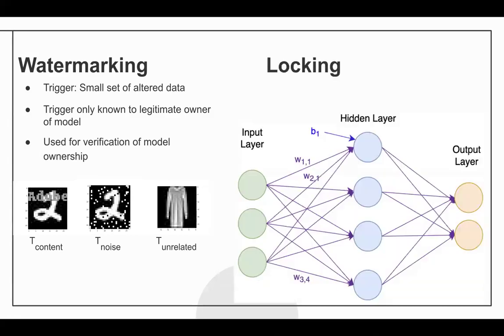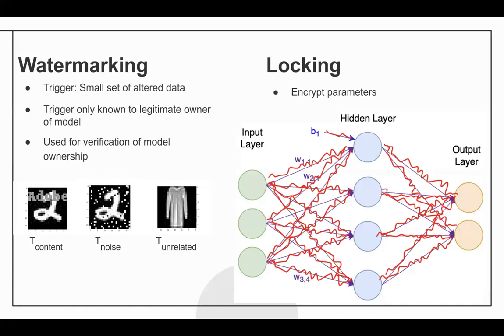Next, locking means to encrypt the weights and biases in the neural network such that a locked model will not produce any meaningful output. Hence, in the unfortunate event that an adversary manages to steal the model, it is useless to him unless he has the key needed to decrypt these parameters.